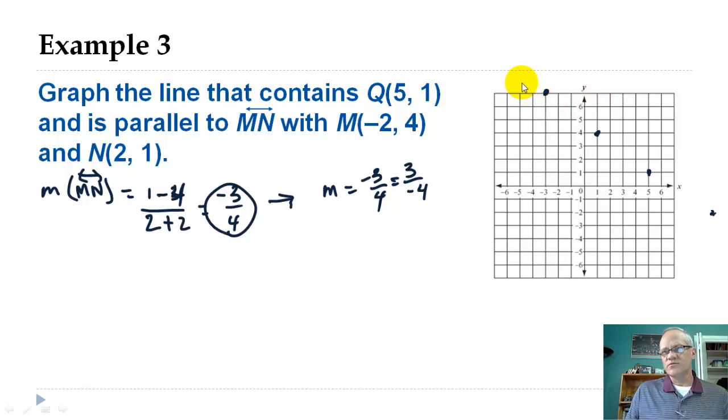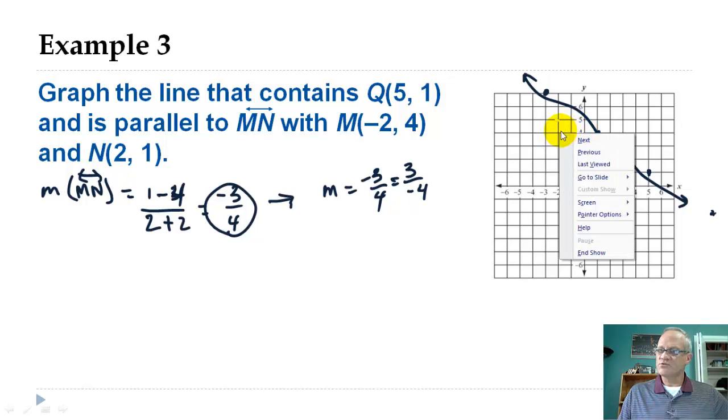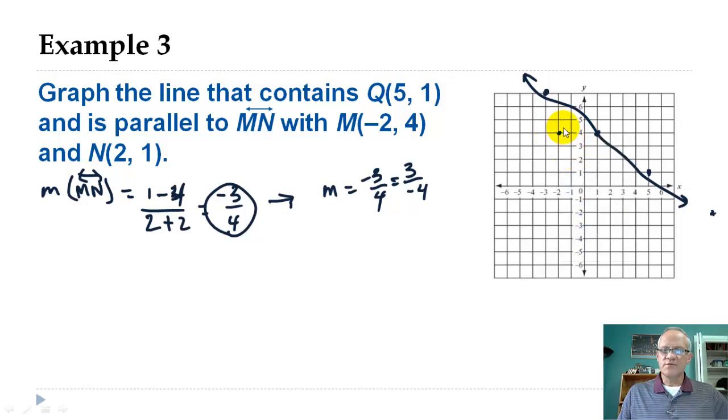And so that would make our line, whoa, okay, that's a hard line for me to draw. So it would look something like that, approximately. And if you put negative 2, 4 here, and then 2, 1, if we drew a line between there, it would be parallel. So that line there is parallel to our line. So you can see it works.